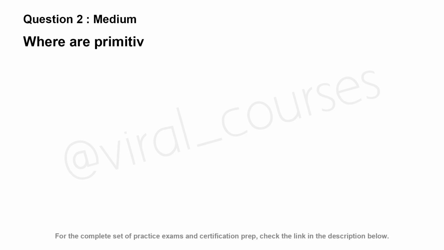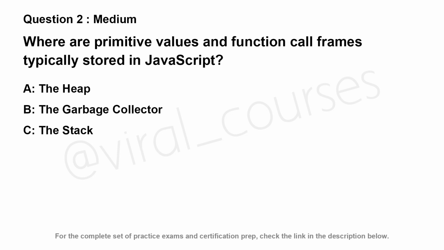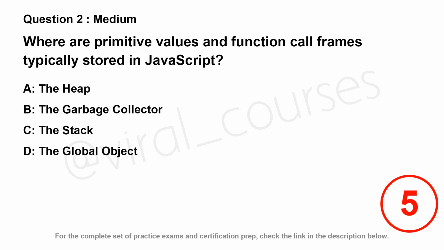Where are primitive values and function call frames typically stored in JavaScript? Option A, the heap. Option B, the garbage collector. Option C, the stack. Option D, the global object.